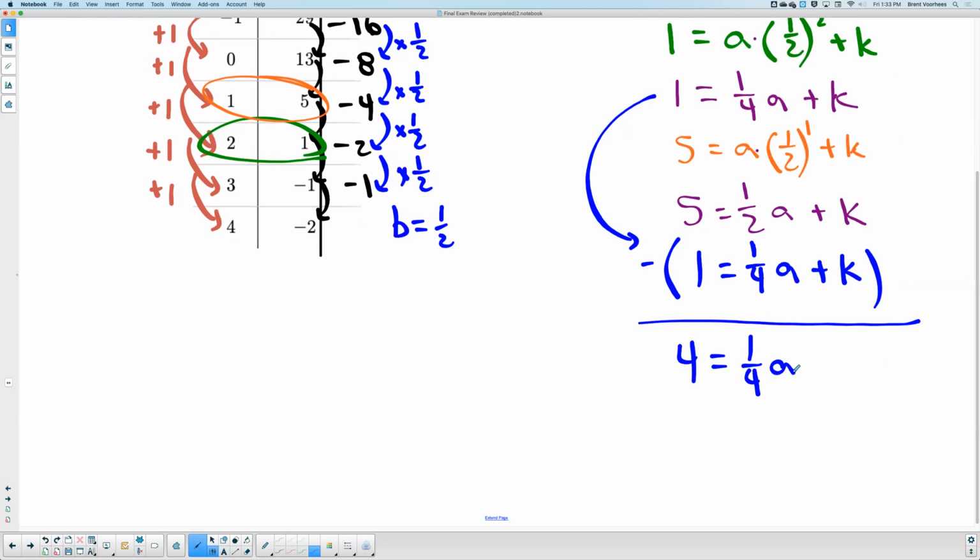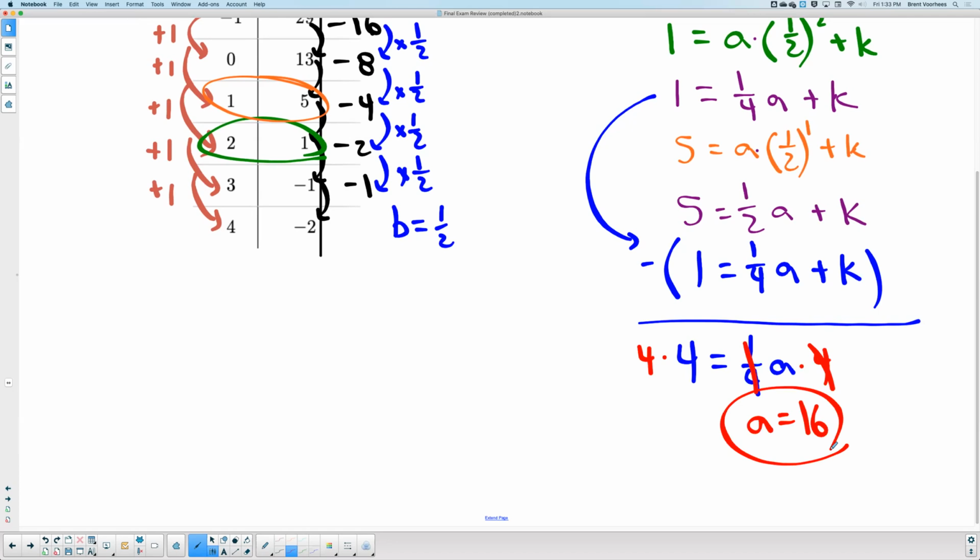What happens to the case? They cancel. That's the whole point of us doing that. And so now how do I get A isolated there? Divide. Multiply by the reciprocal, which would be 4/1, or we could just say multiply by 4. And so the 1/4 and the 4 cancel. And so A equals 16. Very good.